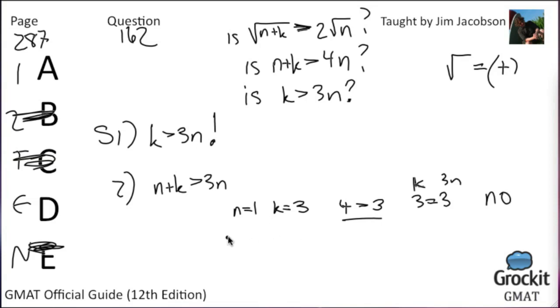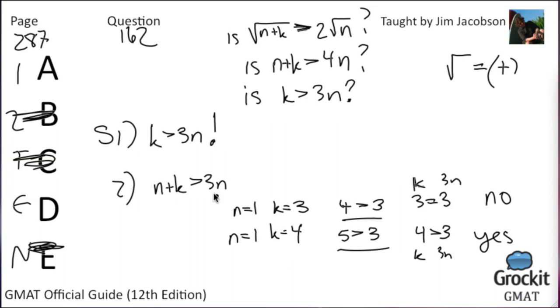The answer is no. Whereas if we choose n equals 1 and k equals 4 even, n plus k is 5, greater than 3n, which is 3, so that meets our conditions, and then is k greater than 3n? 4 is greater than 3, and the answer is yes. So depending on our values for n and k, really depending on our values for k, the answer is sometimes yes, sometimes no to the question, is k greater than 3n? So because we can get different answers depending on what numbers we pick, statement 2 is insufficient, meaning that statement 1 alone is enough for our purposes.